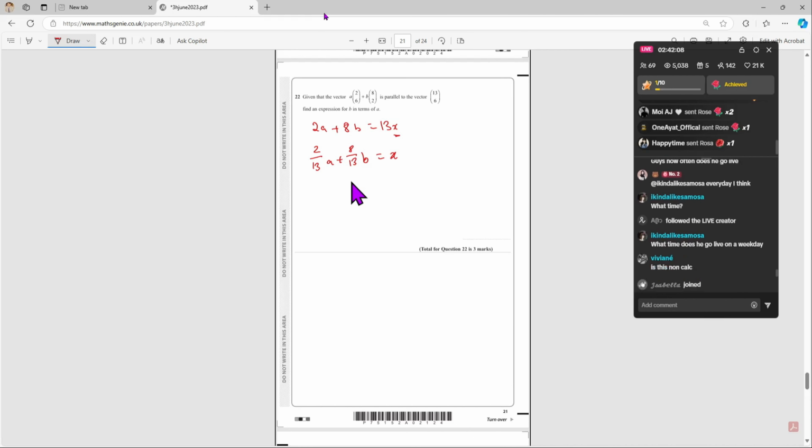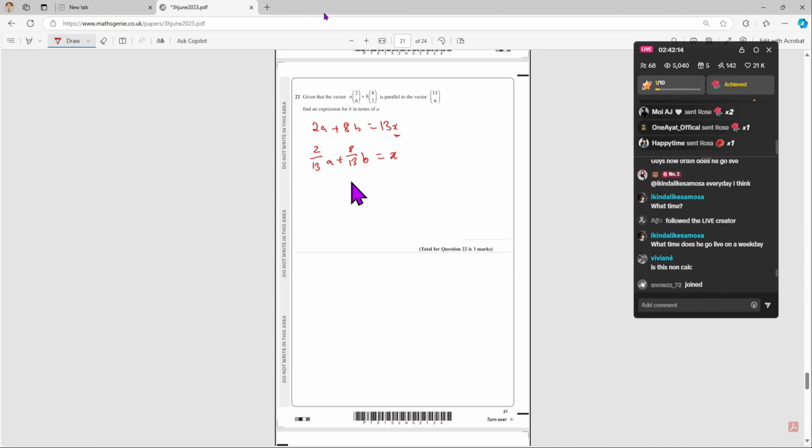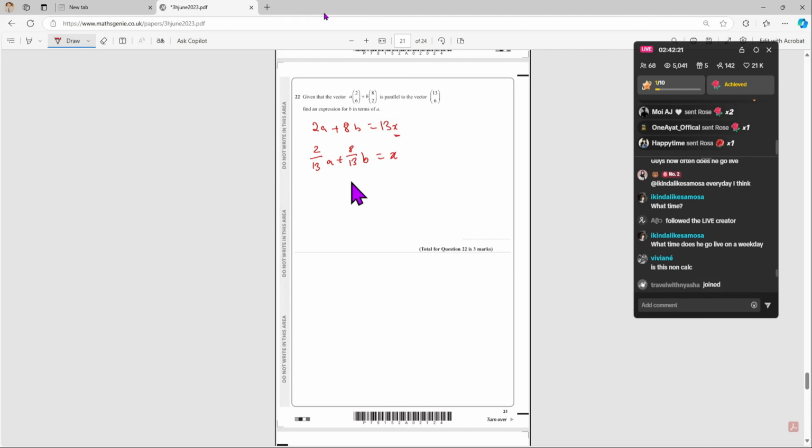What time do I go live on the weekday? I go live on the weekday at around 6 to 7 o'clock, so that's Monday to Friday. This is a calculator paper.